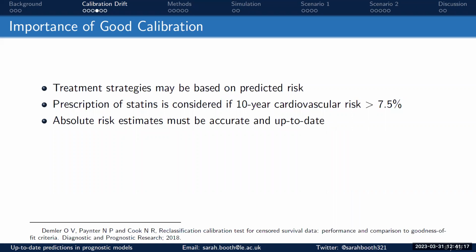Also for prescriptions of statins, there's the QRISK model, which looks at 10-year cardiovascular risk. And there's some guidelines which say that you should maybe think about prescribing statins if your 10-year risk is greater than sort of 7% or 10%. And because we're using these absolute risk estimates, it's really important that they are accurate and up to date. Otherwise, we might end up over treating people or under treating people.